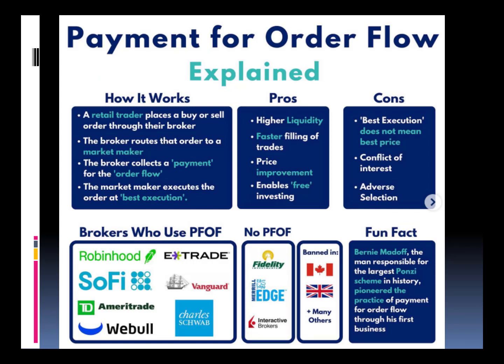And this is important for everyone that knows the GameStop scandal, payment for order flow. This is very important on the Robinhood stock exchange as well. Basically how it works: a retail trader places a buy or sell order through their broker. The broker routes that order to a market maker. The broker collects a payment for the order flow. The market maker executes the order at best execution. That's why when you were a client of Robinhood, you were not actually the client, you were the product, and Robinhood would sell your volumes to Citadel, therefore making a payment for order flow. Fun fact, Bernie Madoff, the man responsible for the largest Ponzi scheme in history, pioneered the practice of payment for order flow through his first business.